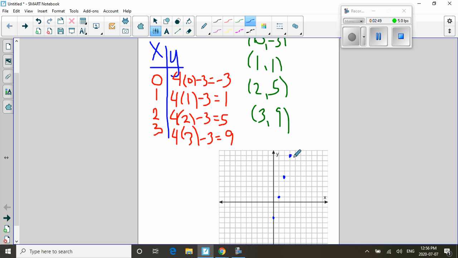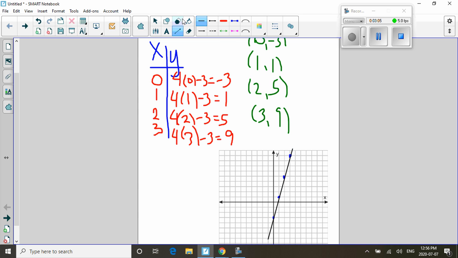And I can see now that these points will create a straight line. So I'm going to try to draw a straight line through it. Let's see if we can get this to work out. There we go. It's looking pretty good.